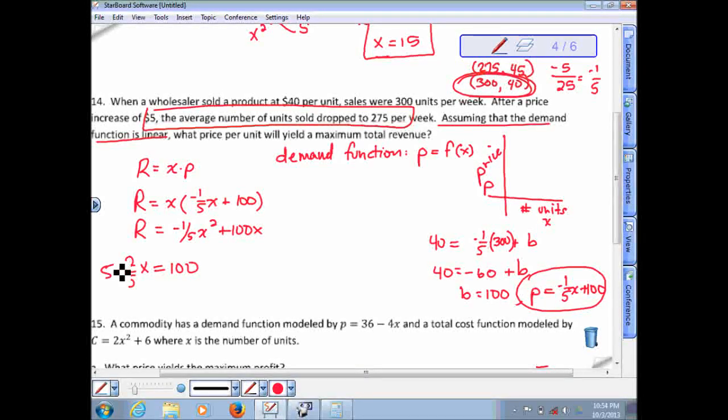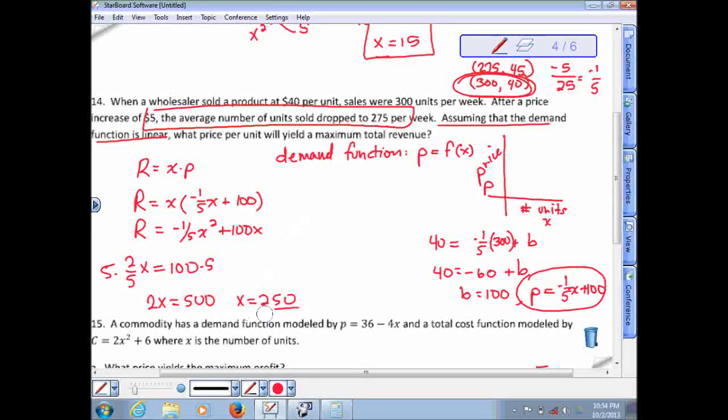Multiply both sides by 5. You get 2x equals 500. Divide by 2 and x equals 250. Now we've got to be careful on what we have here. Is this an answer? It's the answer to an equation. It's the answer to the question that was asked though. X is the number of units. They're asking what price per unit will yield a maximum total revenue.